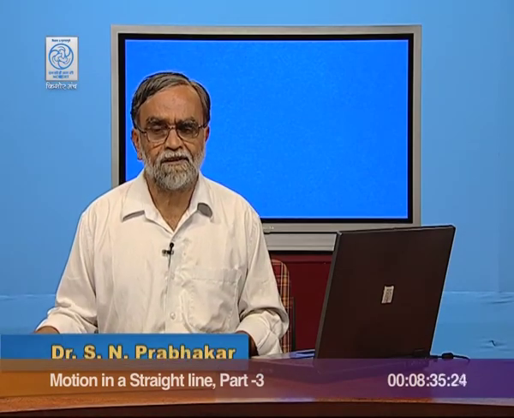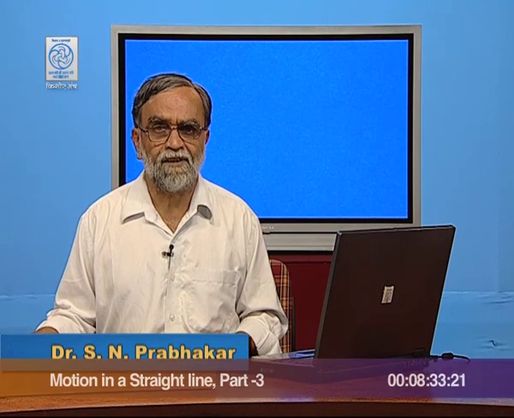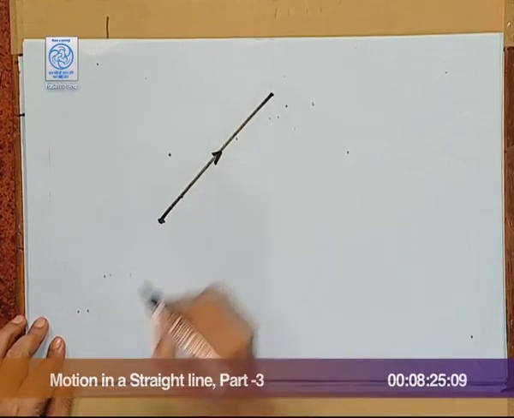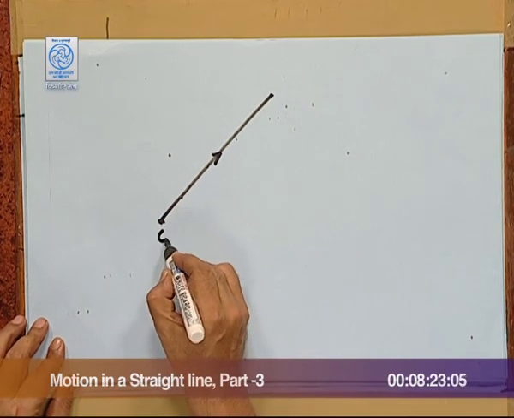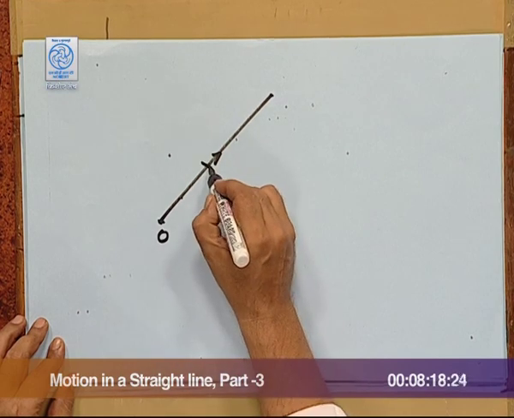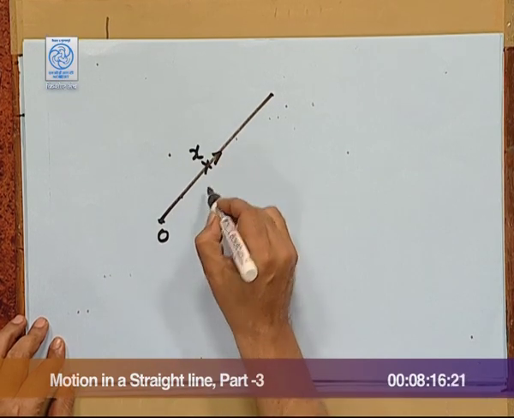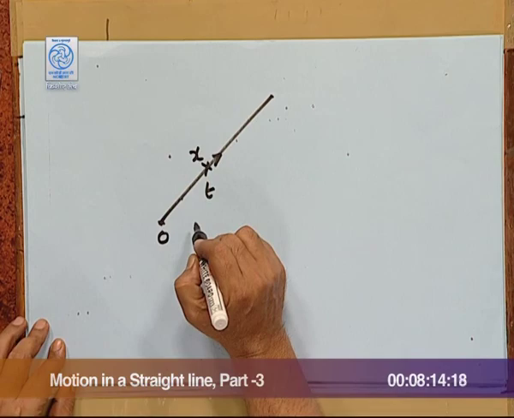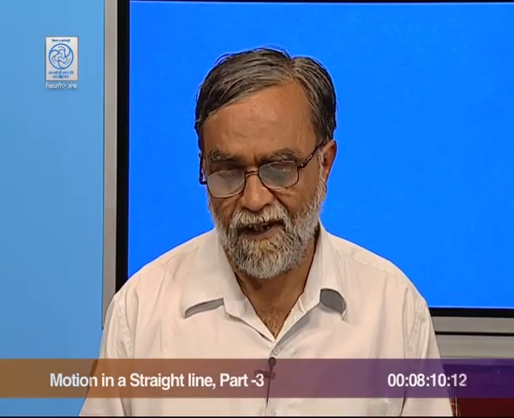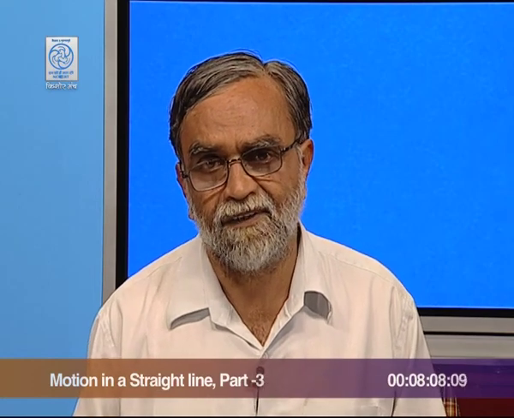We will be talking about instantaneous velocity of an object moving in a straight path. Consider an object moving along a straight path like what I am indicating here. Let us say the origin is O, the reference point, and its position coordinate x varies with time. Then how do we define instantaneous velocity of this object moving along a straight path?